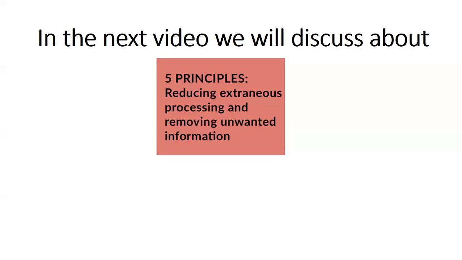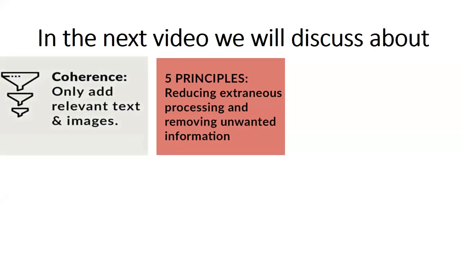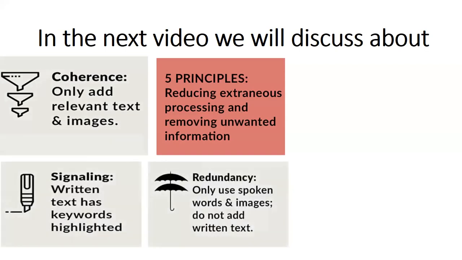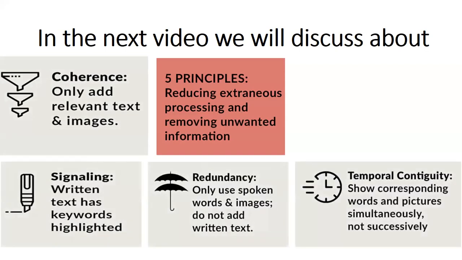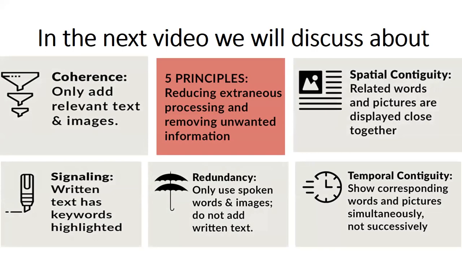In the next video, we will have discussion on 5 principles for reducing extraneous processing and removing unwanted information, which are coherence, signaling, redundancy, temporal contiguity, and spatial contiguity.